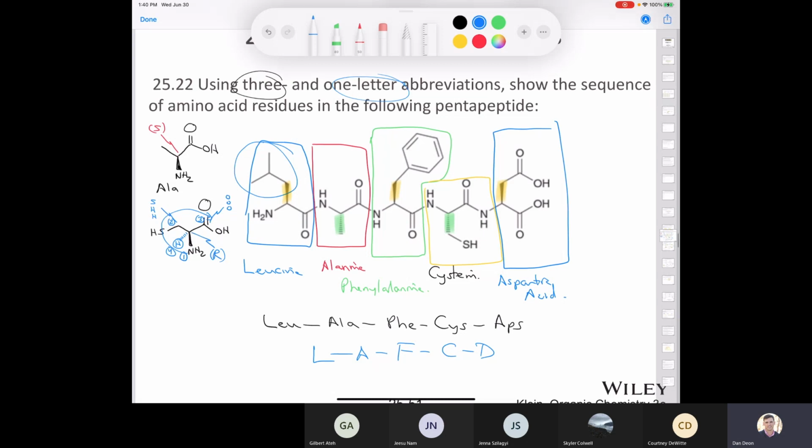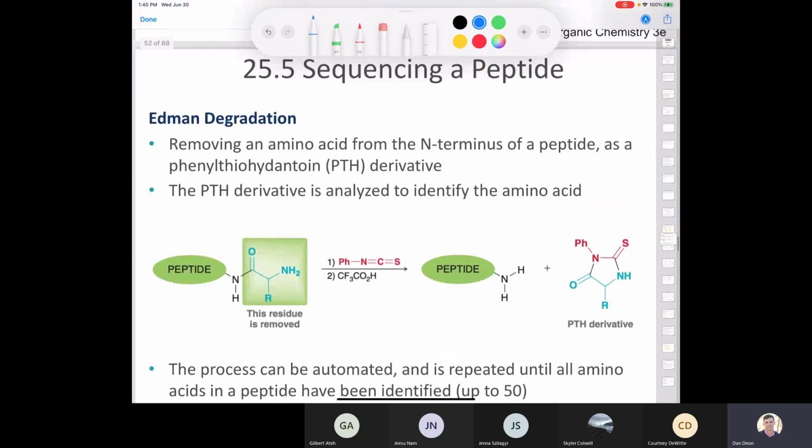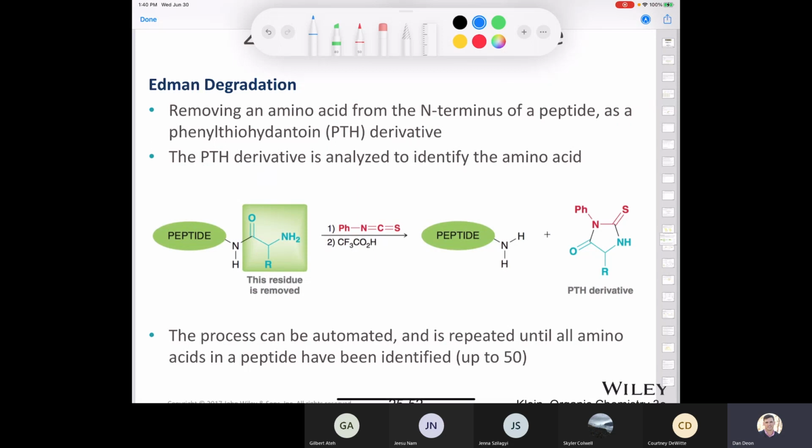But let's move on to the next section, which deals with sequencing a peptide, right? Peptides are big molecules. So let's say you have 40 different amino acid residues all linked together. Okay, how do you determine the order of that? What do you do? I mean, taking an NMR, whew, that's going to be busy, right? You're going to have a lot of overlapping signals, so that would be tough. Mass spec, whoa, you just have a really high molar mass, so that's going to be difficult. And so there have been ways developed in order to identify or elucidate the sequence in which the amino acids are linked together in a peptide.